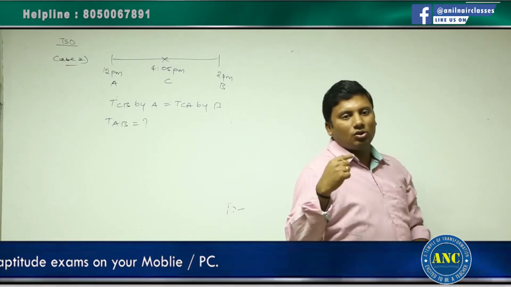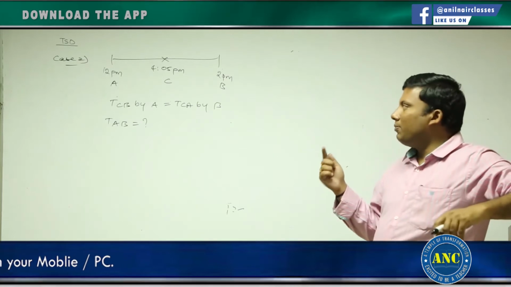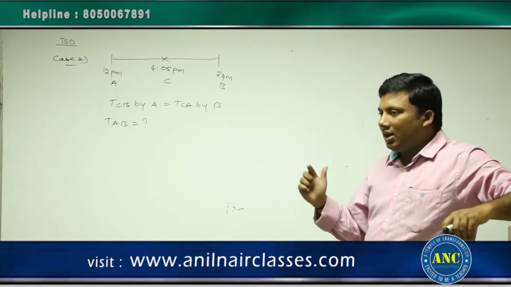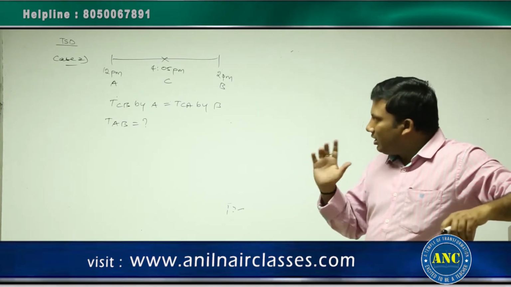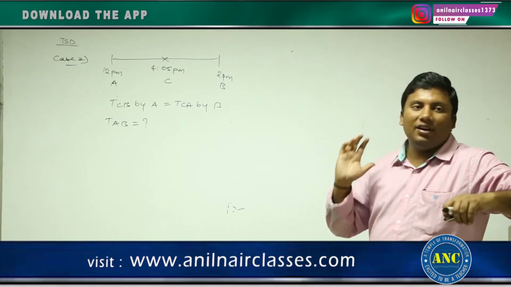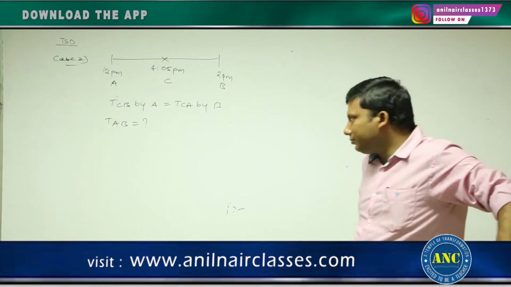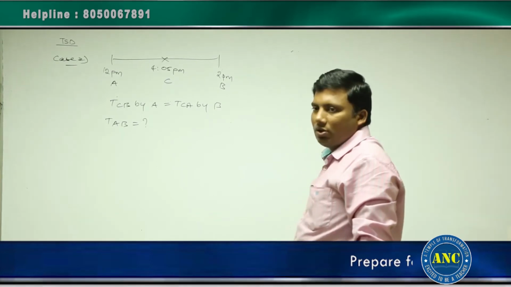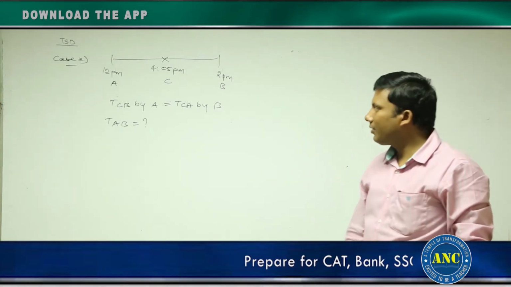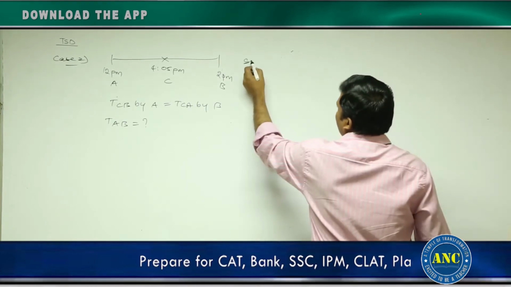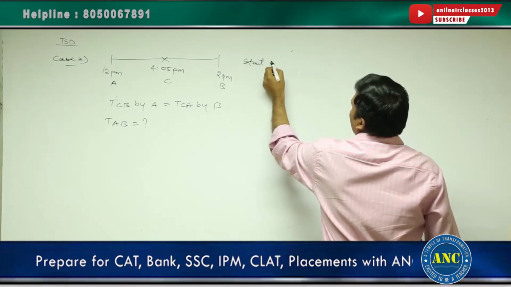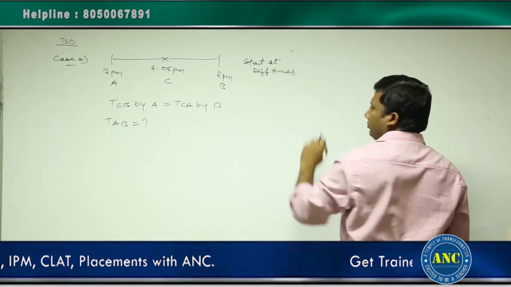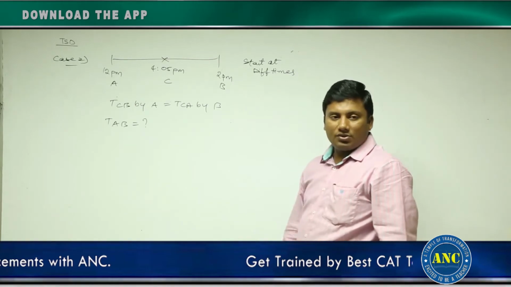Please write down these two different cases. Case 1 is they both start at the same time. After meeting, they travel unequal times. Case 2 is they both start at different times. After meeting, they travel equal time periods. Now see here.